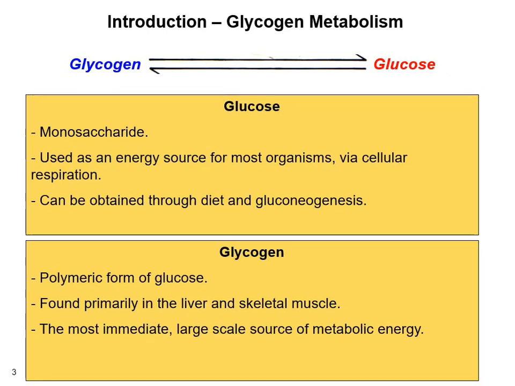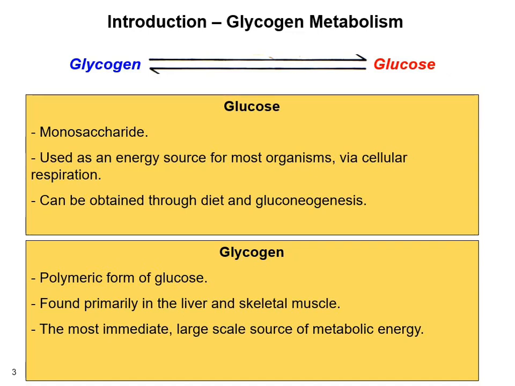We're pretty familiar now with glucose. We've seen it several times this semester. Glucose is a monosaccharide, and it's used as an energy source for most organisms. And we saw that when we saw the pathways of glycolysis, the citric acid cycle, oxidative phosphorylation. We know that we can convert glucose into energy, mainly ATP.